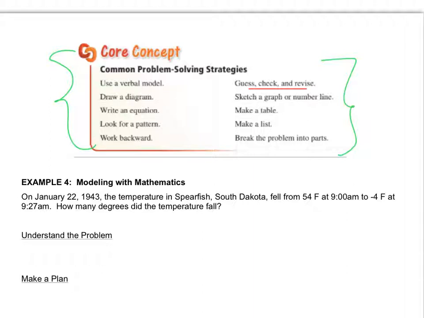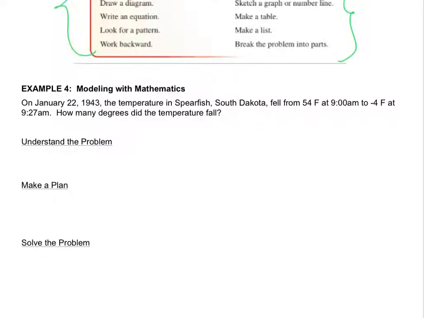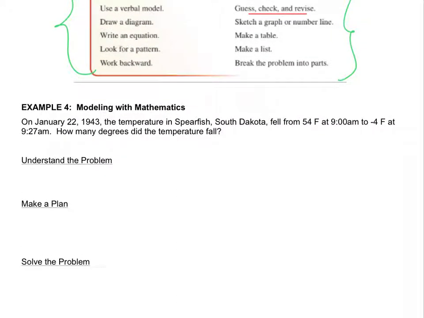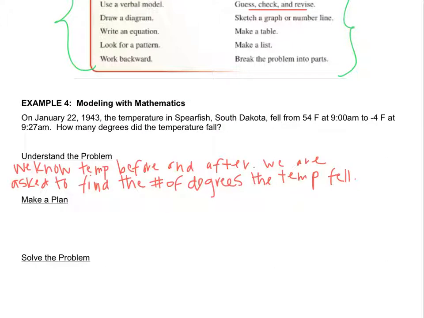So take a second and read the sentence, read the little story. All right, so the first thing that we do, just like the other question, is we look at our 4 steps, which is understand the problem. So we know the temperature before and after the temperature fell, and what they want us to figure out is how many degrees the temperature fell or went down. All right, so the plan that I'm going to show you is to write a verbal model, which is that very first one, because that's like an equation, but you could have used another one, and I'll show you another one in a moment.